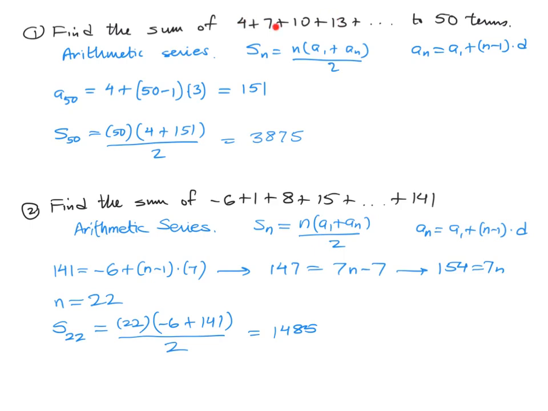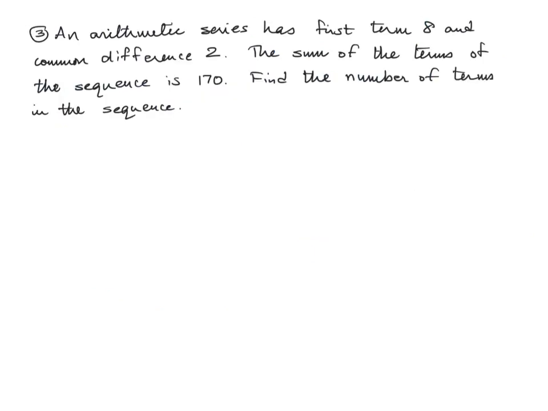But you should be able to identify the common difference pretty easily because you'll have the first few terms, generally speaking, although not always. All right, an arithmetic series has first term 8, common difference 2. The sum of the terms of the sequence is 170. Find the number of terms in the sequence. So once again, Sn, I don't have to say arithmetic. It's already given to me, so I don't have to mention that. Sn equals n times a1 plus an, divided by 2.